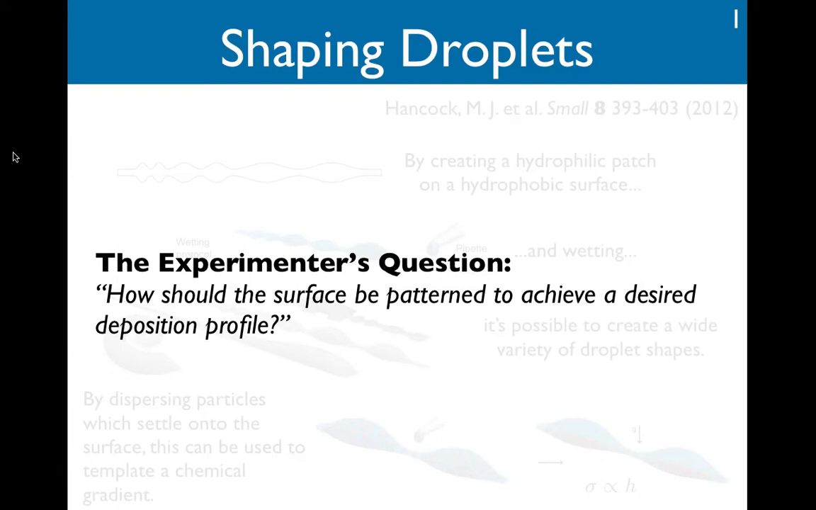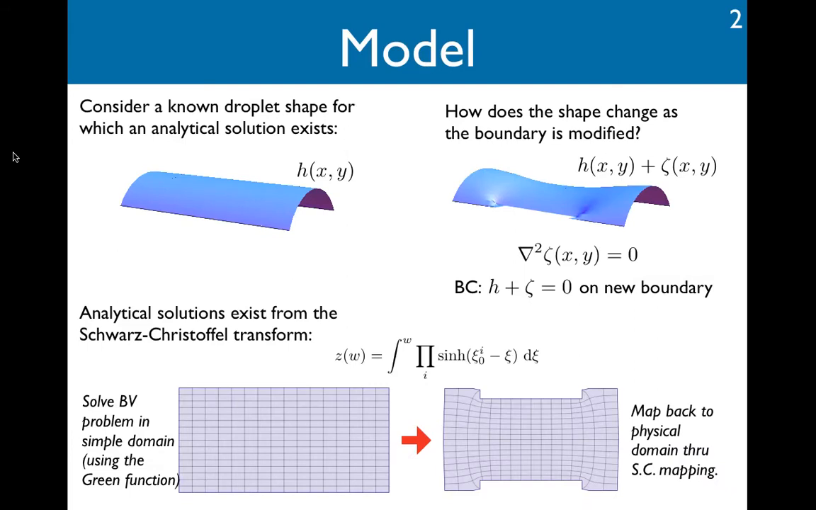The key question that an experimenter might ask is, how do I pattern the surface to achieve a desired deposition profile? And this is what we've been able to help with. So what we're going to take is a known droplet shape for which we know the analytical solution for the height profile, and that's on the top left. And then ask what happens when we modify the boundary. So here we'll put a small notch in the boundary.